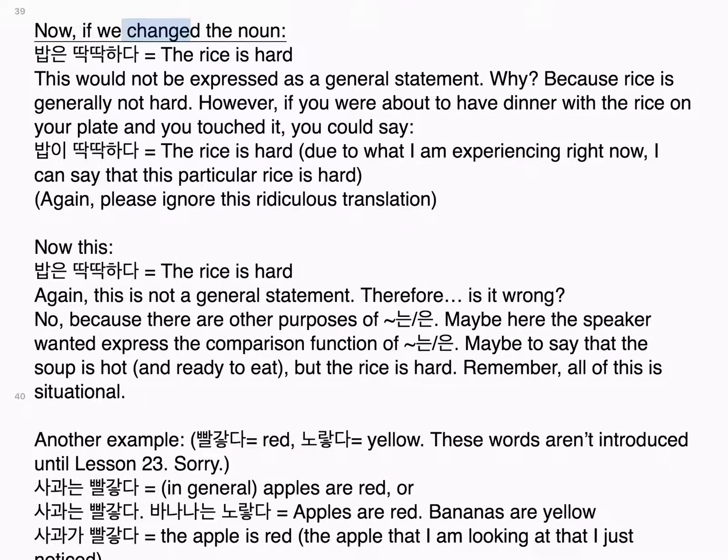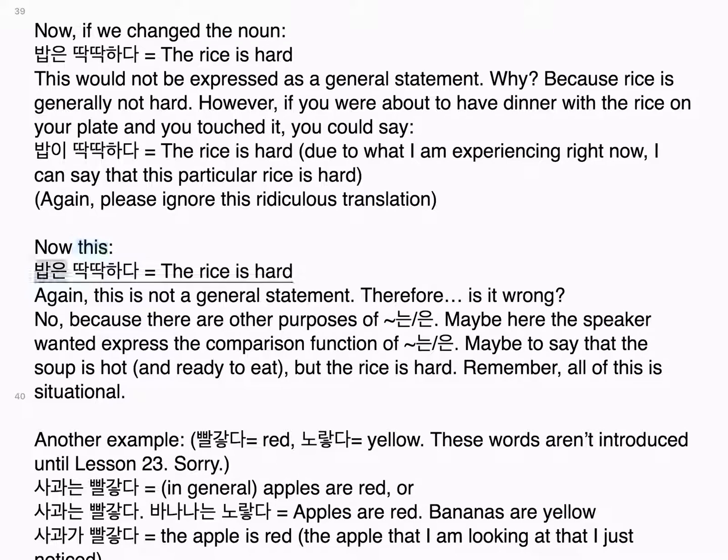Now, if we change the noun, 밥은 딱딱하다. The rice is hard. This would not be expressed as a general statement. Why? Because rice is generally not hard. However, if you were about to have dinner with the rice on your plate and you touched it, you could say, 밥이 딱딱하다. The rice is hard. Due to what I am experiencing right now, I can say that this particular rice is hard. Again, please ignore this ridiculous translation.